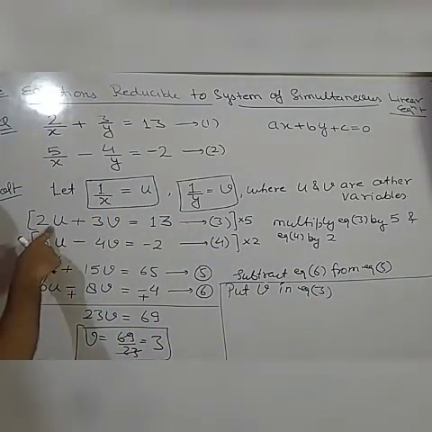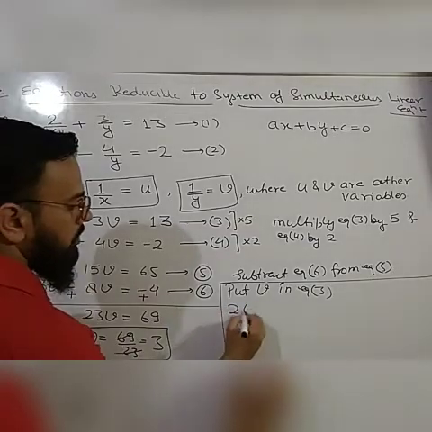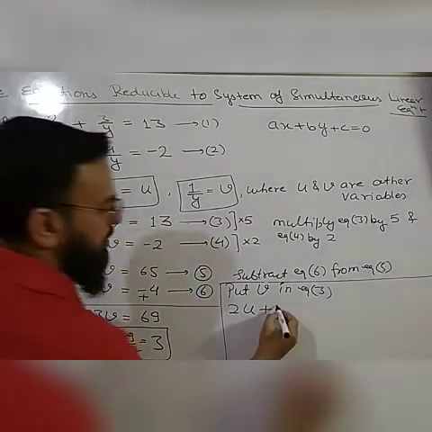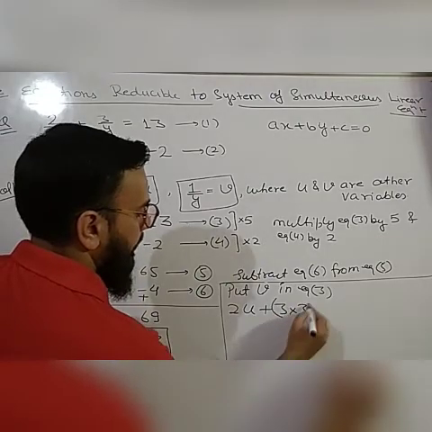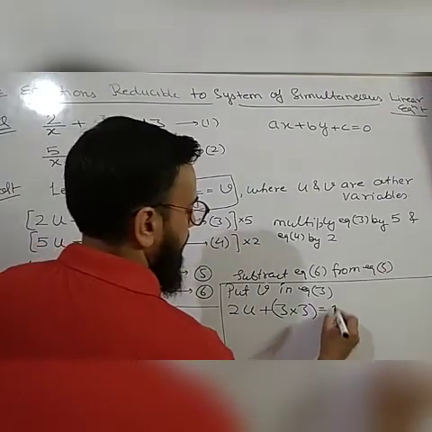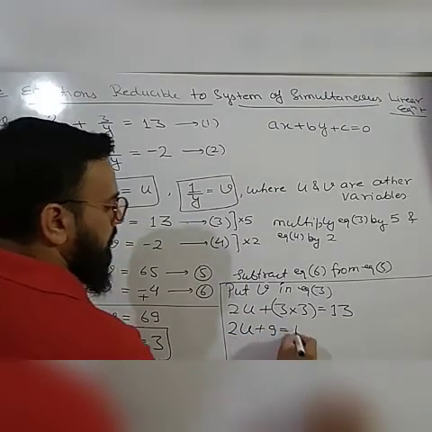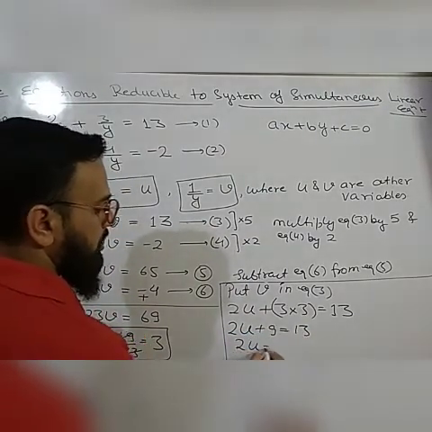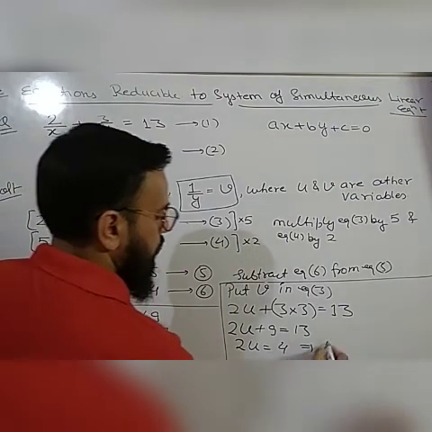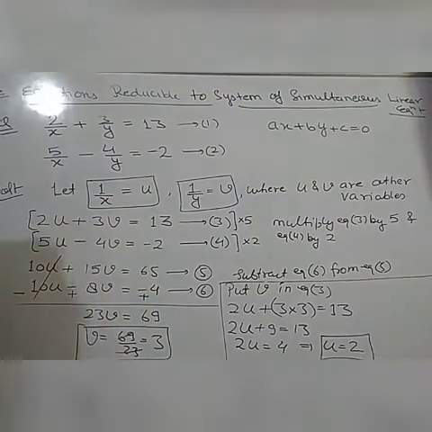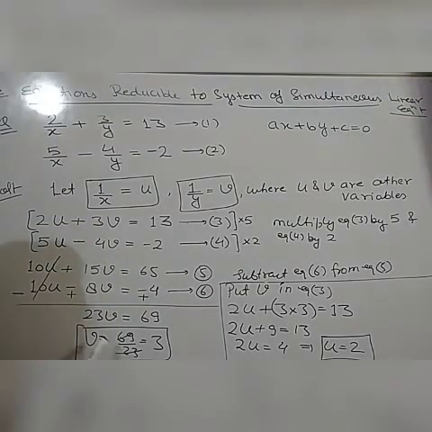So it is 2u plus 3 into v, and v is 3, so it can be written as 3 into 3 is equal to 13. So we will get 2u plus 9 is equal to 13, or 2u is equal to 4 and u will be equal to 2. So in this way we got both the values of u and v.